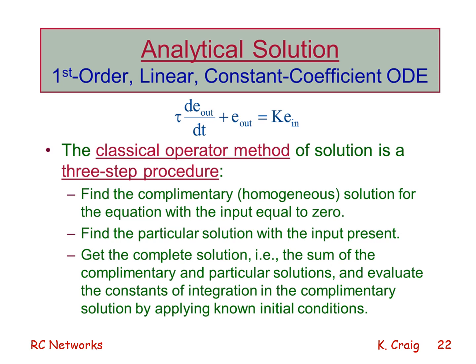The classical operator method of solution is a three-step procedure. Find the complementary or homogeneous solution for the equation with the input equal to 0. Find the particular solution with the input present. Get the complete solution. That is, the sum of the complementary and particular solutions, and evaluate the constants of integration in the complementary solution by applying known initial conditions.